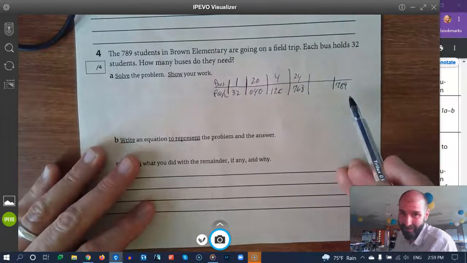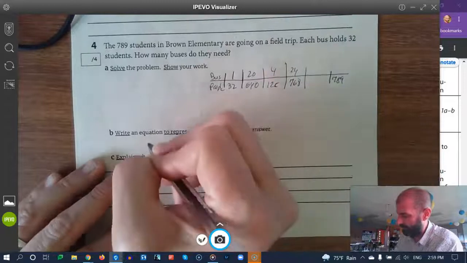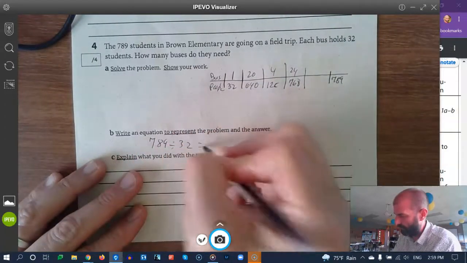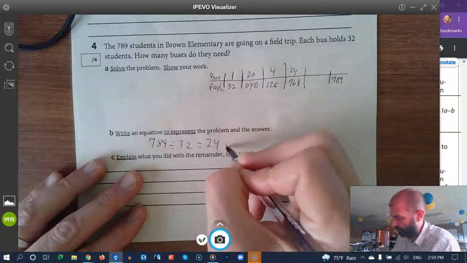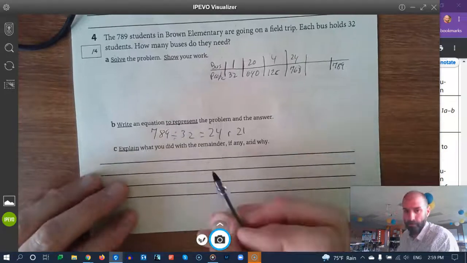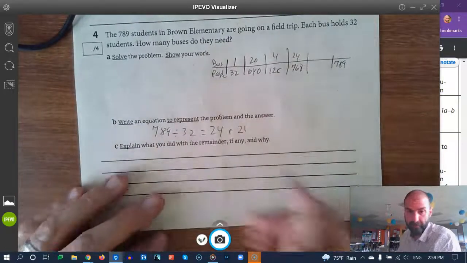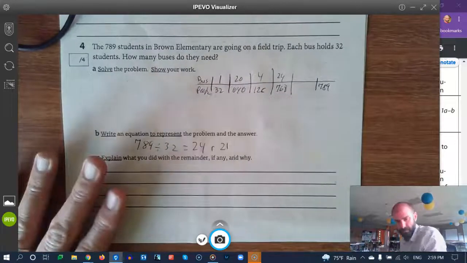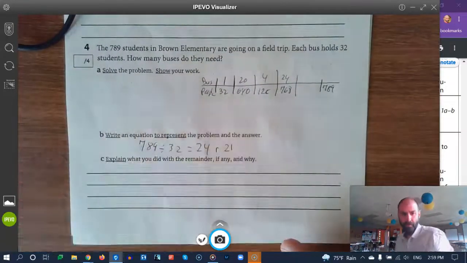They can't stay home. So our answer is this: 789 divided by 32 equals 24 remainder 21, was it? Yep. So we need an extra bus. You can't leave those 21 kids at home. Their parents would just lose it. So would the students. You can't do that to people. Alrighty.